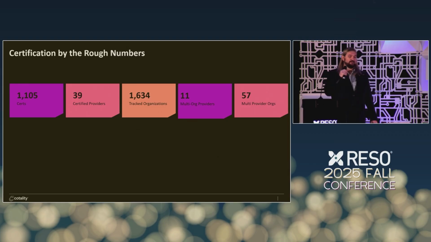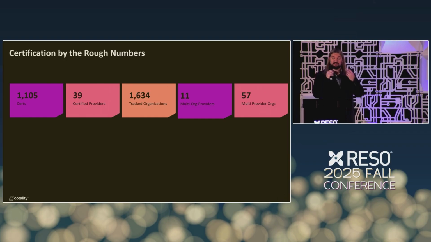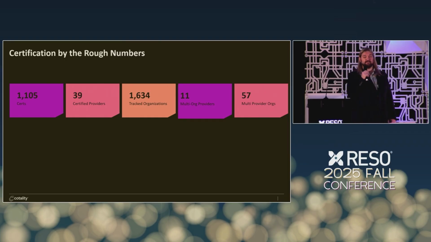Likewise, there's around 57 multi-provider organizations. So this is similar. It's whether you're an organization who offers multiple providers or providers who serve multiple organizations. This is phenomenal. 10 years ago, the idea of this many orgs being tracked was a little beyond what we had even expected, but it's expanded extremely quickly, and it's a fantastic thing.